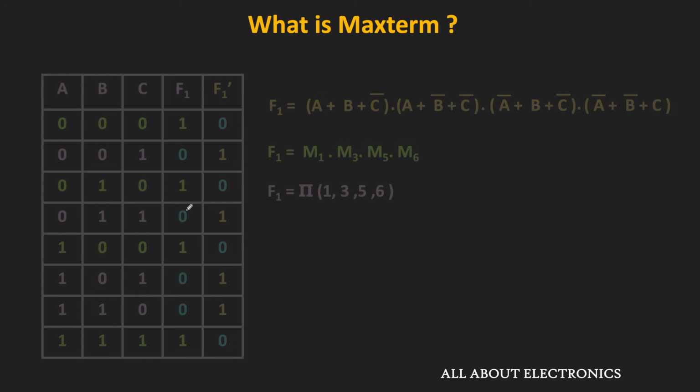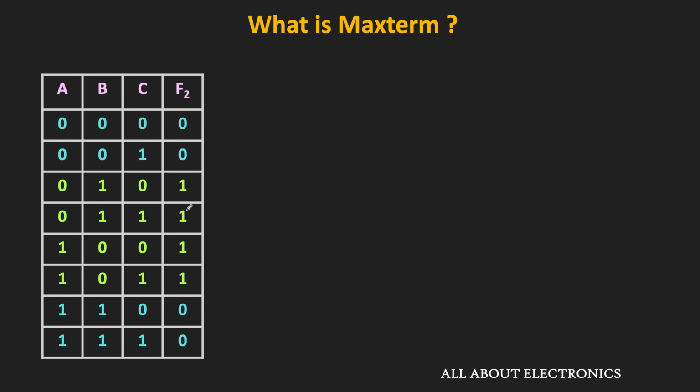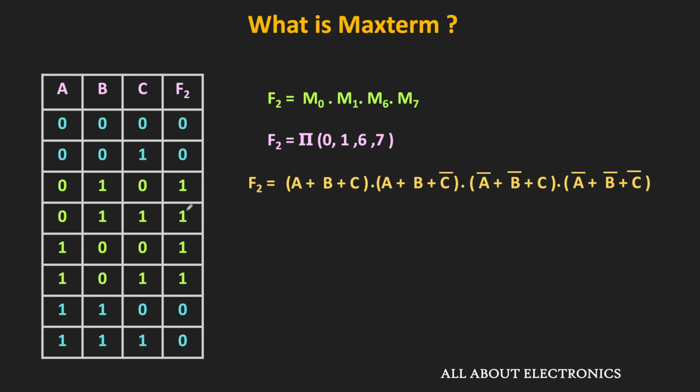So here is the truth table of the function f2. If you want to write it in the form of max terms, then just consider the terms for which this function f2 is equal to 0. So these max terms are 0, 1, 6 and 7, or equivalently it can also be written like this. And if you want to represent it in the algebraic form, then we can also write it in this fashion. So in this way, directly from the truth table, we can write the function in the canonical POS form or in the product of max terms.